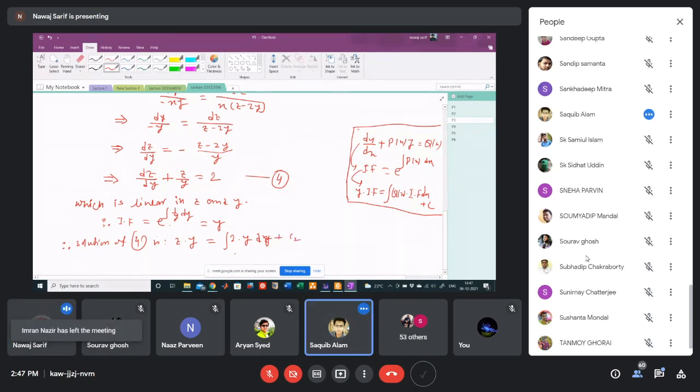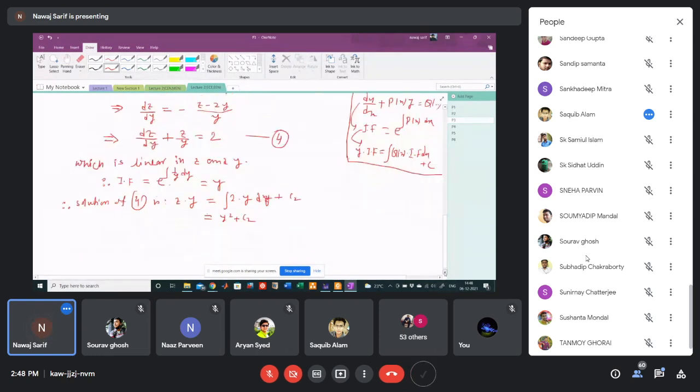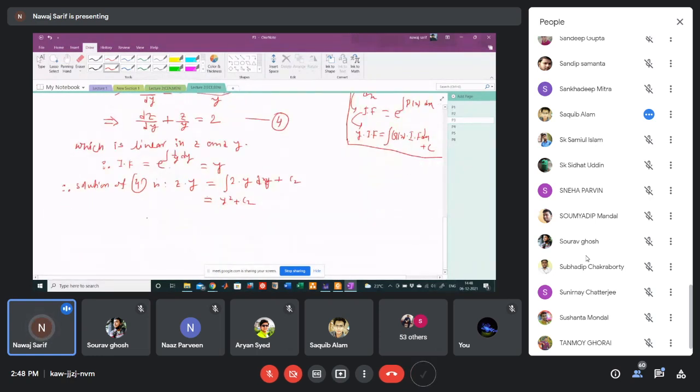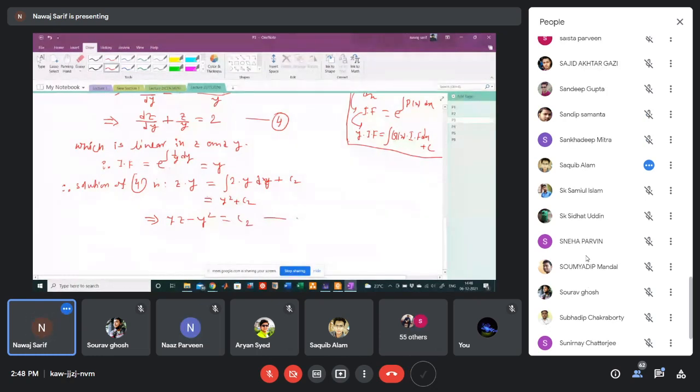Plus c2. So when you integrate this, what will you get? 2y square by 2, so the 2 cancels out. This will be y square plus c2. So now you can write this as yz minus y square equals c2. Write this as equation number 5. Now you have got previously that x square plus y square equals c1, and yz minus y square equals c2. So you got two solutions.